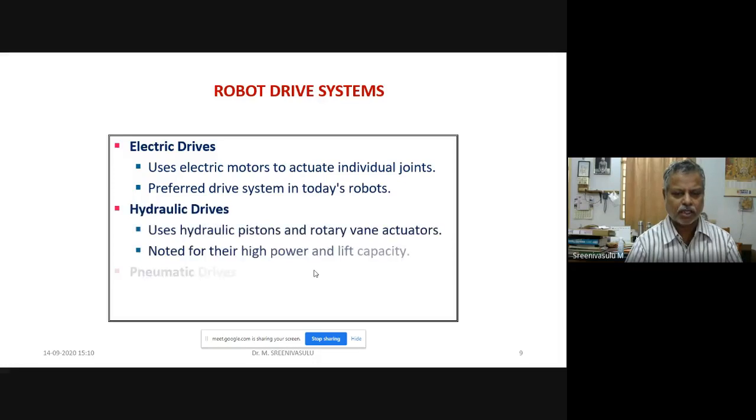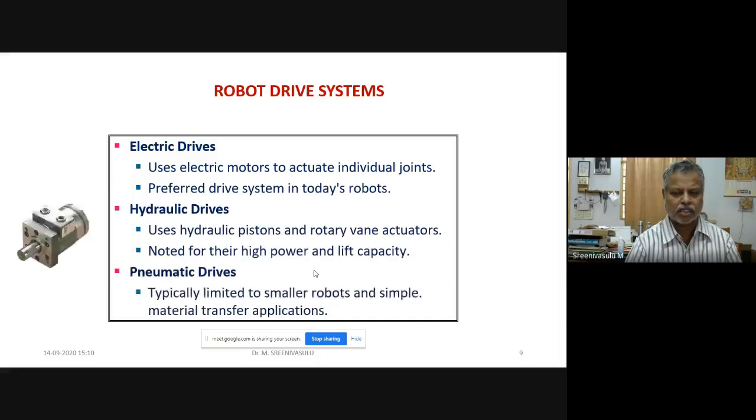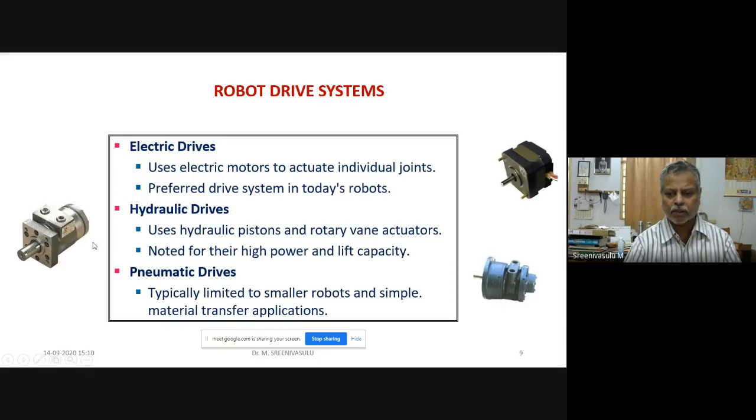Electric drives and pneumatic drives, when you try to consider, you can see here both hydraulic and pneumatic have got two valves, maybe two openings. One is for inlet and another one is for outlet. Through them, one inlet pipe will be there, one more outlet pipe will be there, and that is how they have been interconnected.